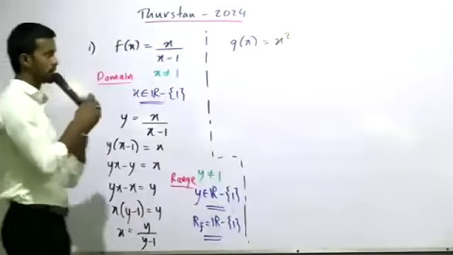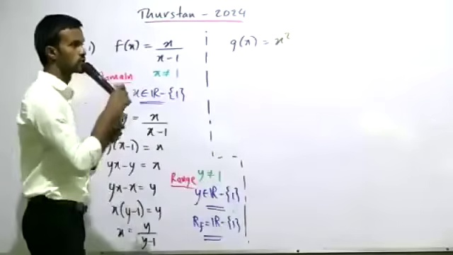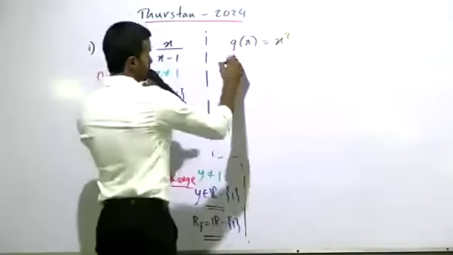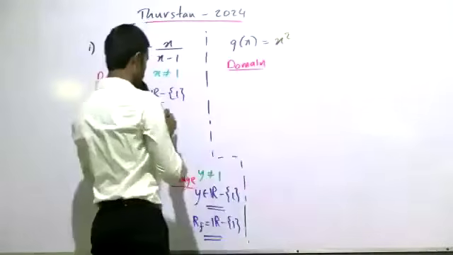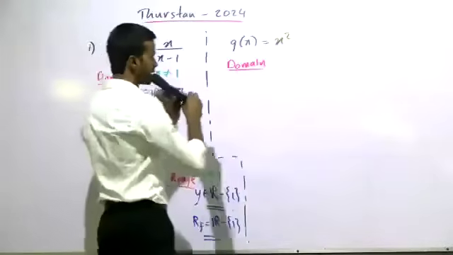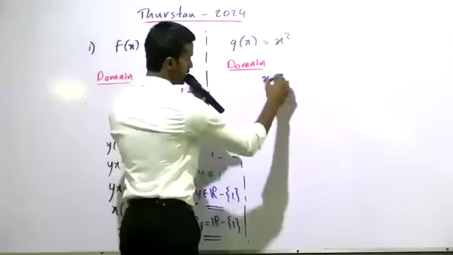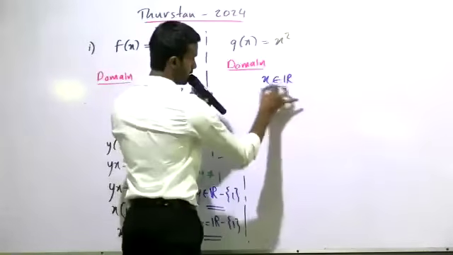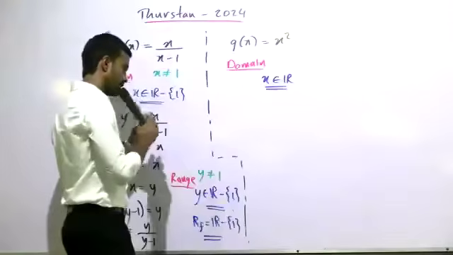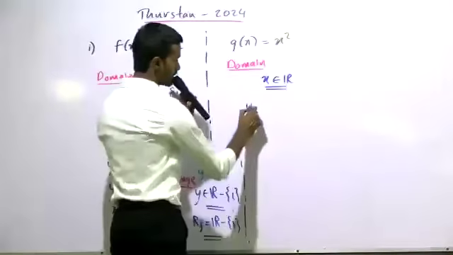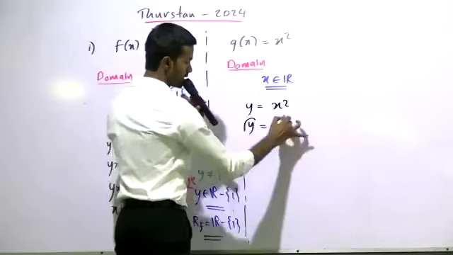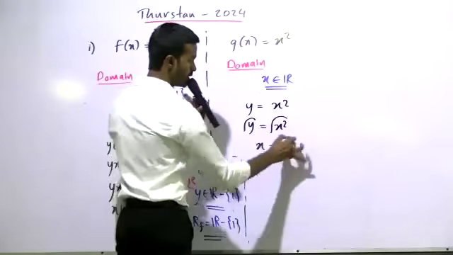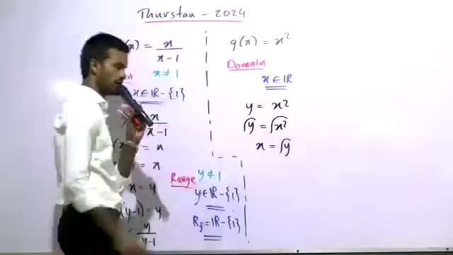Okay, so g(x), no any square roots, no any denominators. So then x can be any real number. x can be any real number. To find the range, make x the subject, consider the square root. So I get x is equal to root y. x is equal to root y.